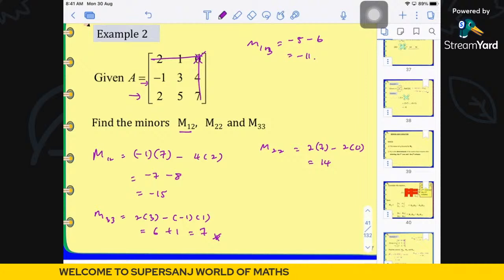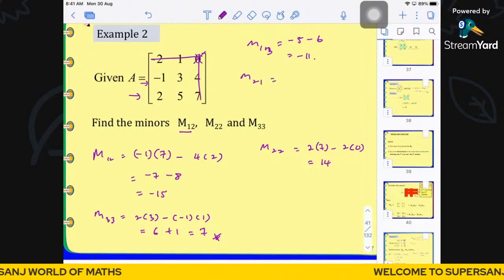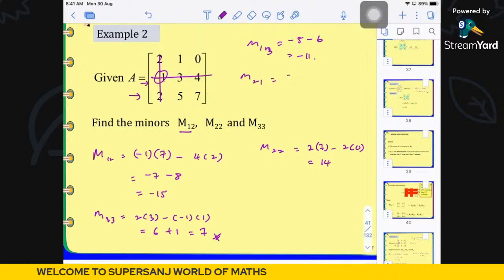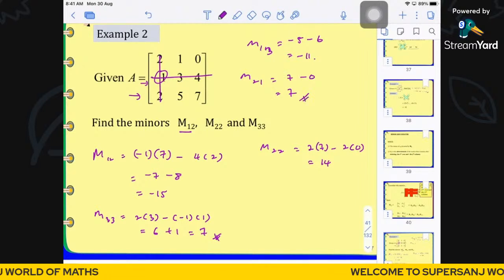You can go and find the minor of M21. M21 is here. Yes or not? This one, right? So this number, negative 1 there. So cancel off. This time you cancel off this. So this one you do with pencil line because you have to keep on rubbing, right? Not 7 minus 0 there. So you get 7. Okay, I hope everybody understands about minus.